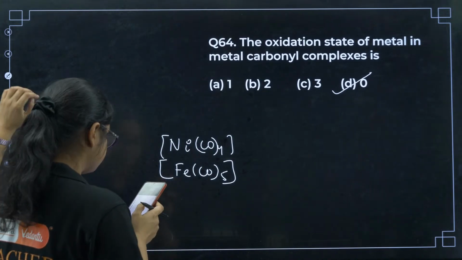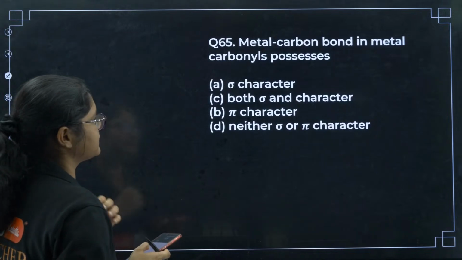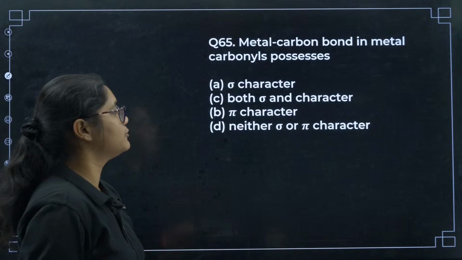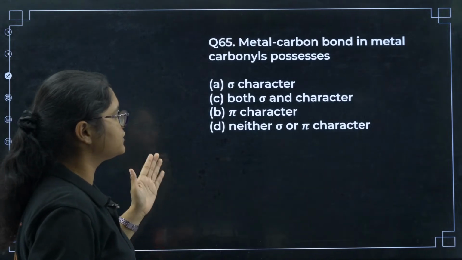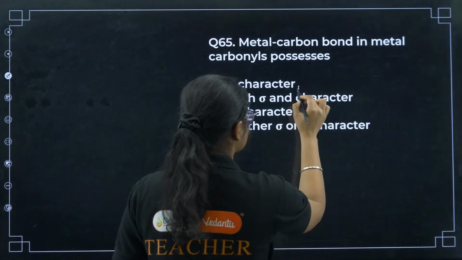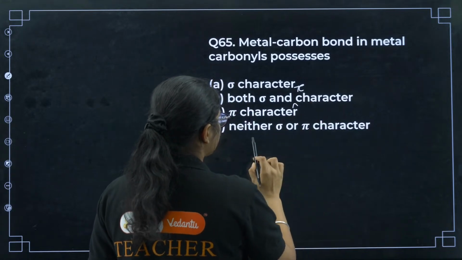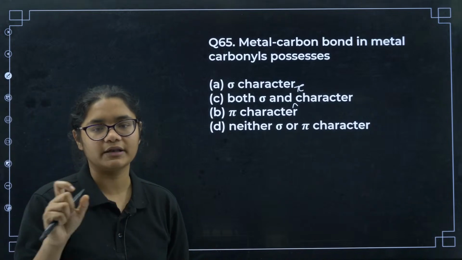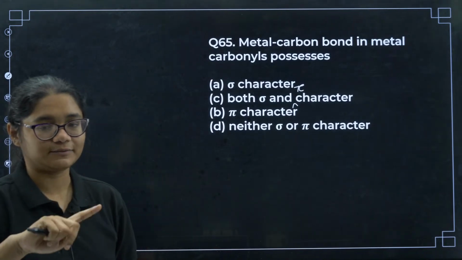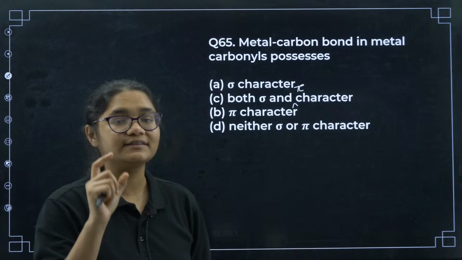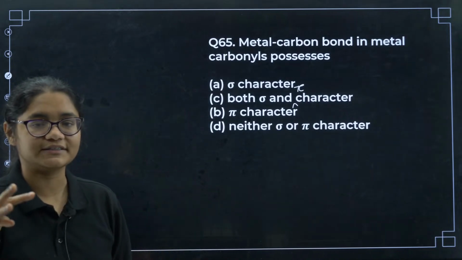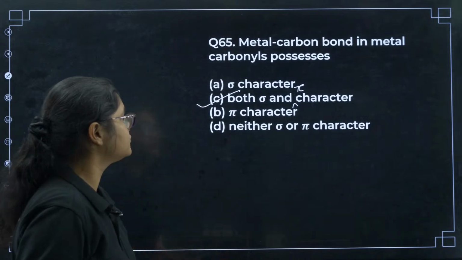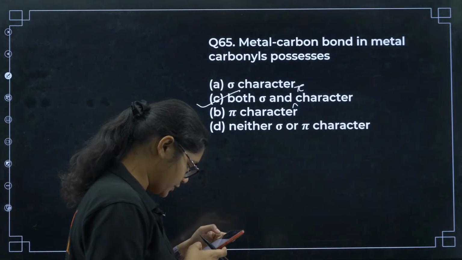Next, moving to question number 65, the metal carbon bond in metal carbonyl possesses sigma character, both sigma and pi character, or neither sigma nor pi character. So if you remember, in the metal carbonyl bond there is a sigma bond as well as a pi bond. This is called the synergic effect. So both sigma and pi bond, so option number C here.